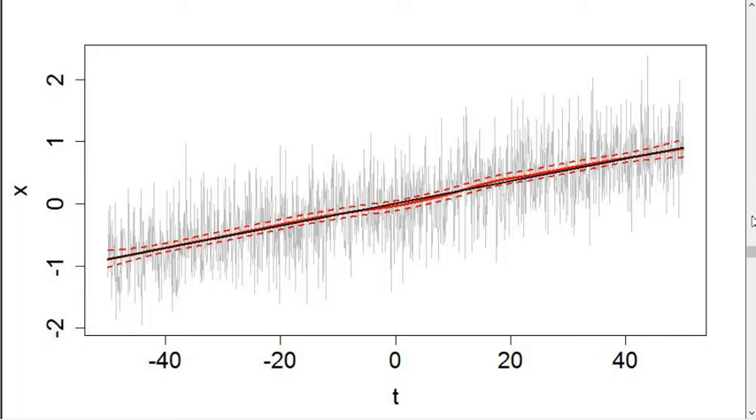Also, this is an exceptional case in another way, namely that we know what the true signal is. In most cases, we aren't working with artificial data. We're working with data where we don't know what the true signal is. That's what we're trying to find out.